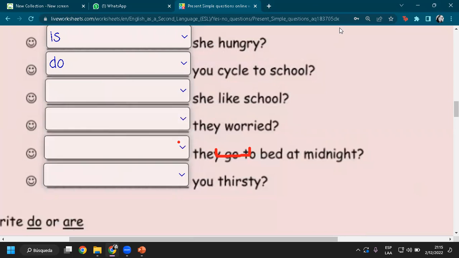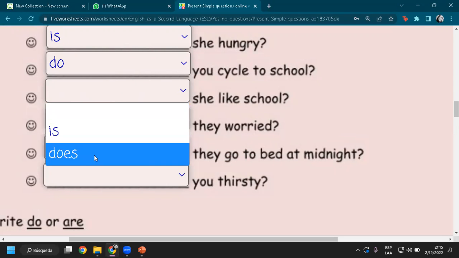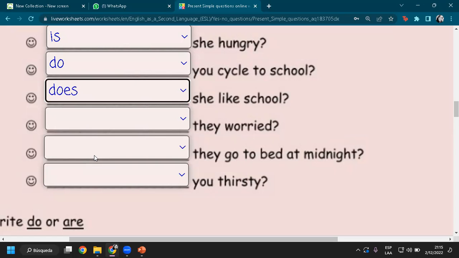Does she like school? ¿Por qué vamos a usar does y no el verbo to be? Ya hay un verbo. Porque ya tenemos like. El verbo like. Correct. Very good. So decimos, does she like school?